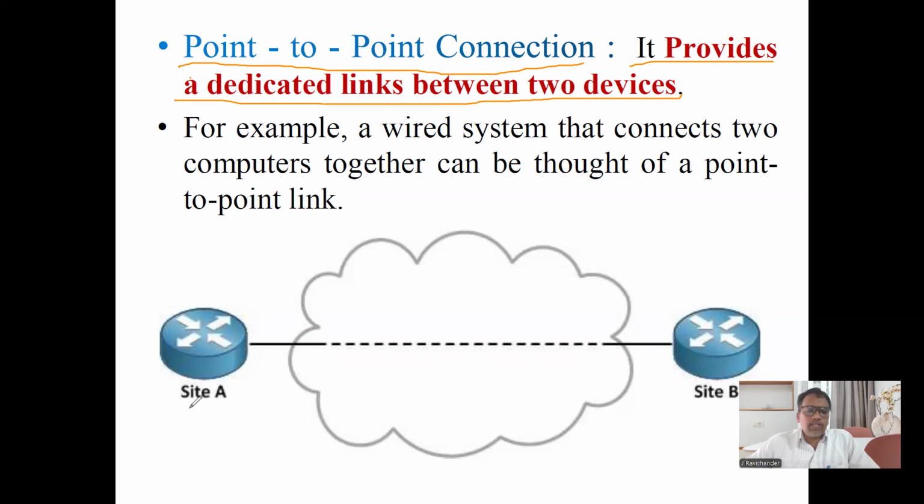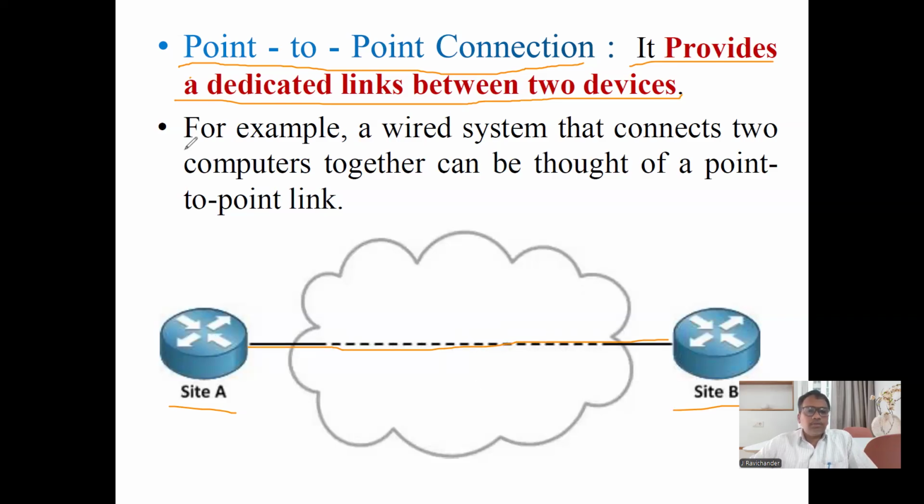Here we have one device, that is site A. This is another device, that is site B. Now you want to establish the connection from this one to this one. There is a direct communication from one device to another device. This is called a point-to-point connection. It provides a dedicated path, dedicated link between two devices.